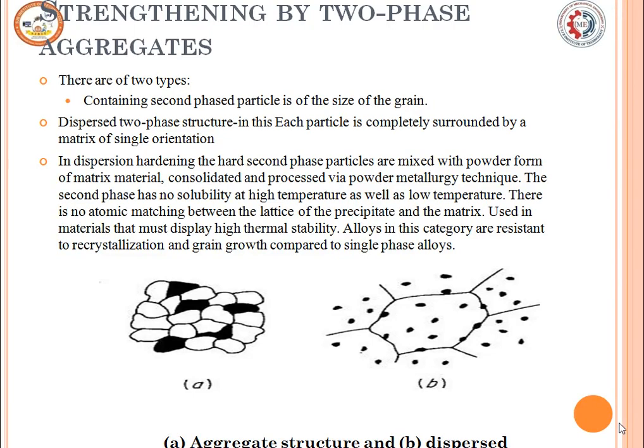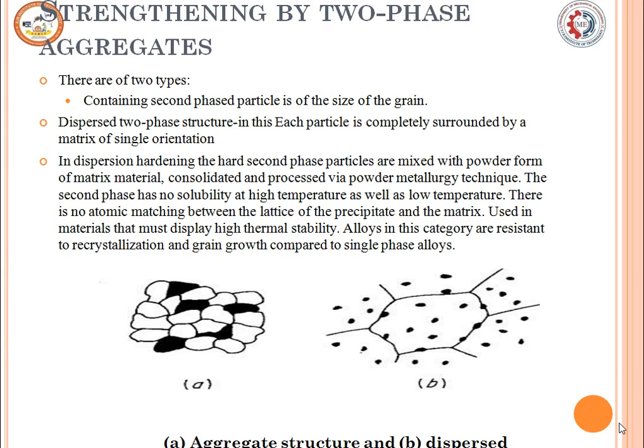Well, continuing with the strengthening by two phases aggregate. So how to strengthen the two phase when it gets aggregate, that is containing phase particle is the size of the grain is 1 point. Another is dispersed two phase structure in each particle surrounded by matrix orientation. In the dispersed hardening, the hard second phase material are mixed with the powder form of the matrix material, consolidated and processed by powder metallurgy technique.